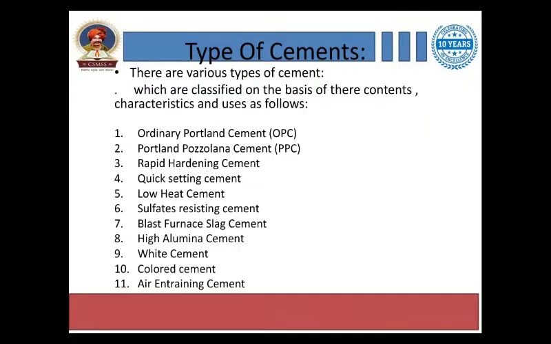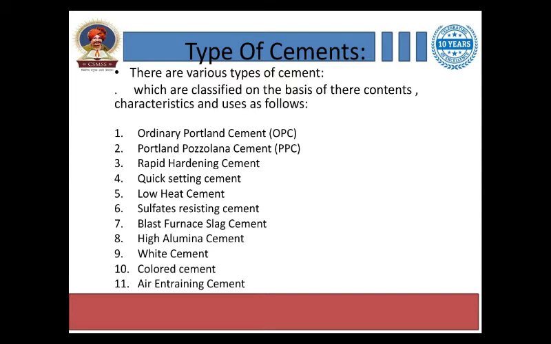Hello friends, as we have discussed already, now we are going to start the types of cements. In the previous lecture we had studied the properties of cements, chemical constituents of cements, then tests which are performed on site and in laboratory. Now in this lecture we are going to study the various types of cement, their compositions and their uses on site, right?